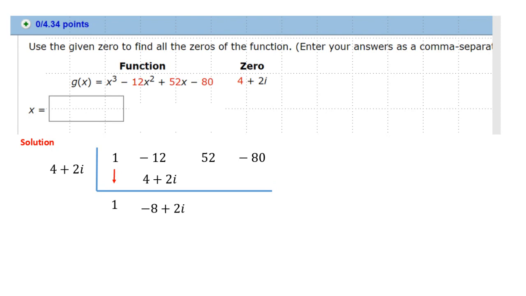Okay, I'm going to do it again. This one's a little bit more challenging because I have to do FOIL. When I multiply 4 plus 2i times -8 plus 2i, we have 4 times -8, which gives me negative 32.